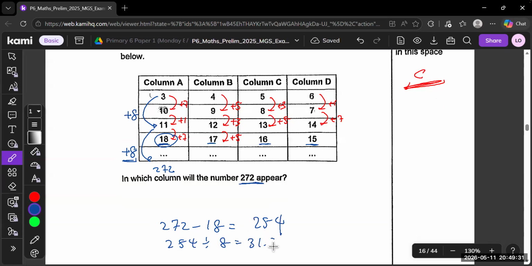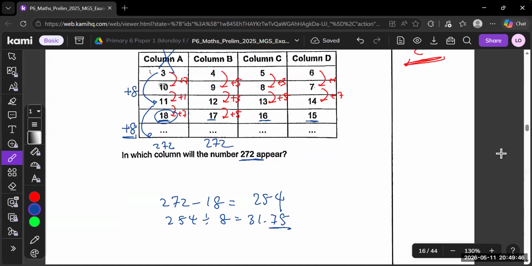You take 254 and you divide by 8, you will get a remainder. Every time there's a decimal means remainder. So cannot be column A because cannot have a remainder. Right? If there's a remainder means what? It is not in the right column. Okay, is it here?